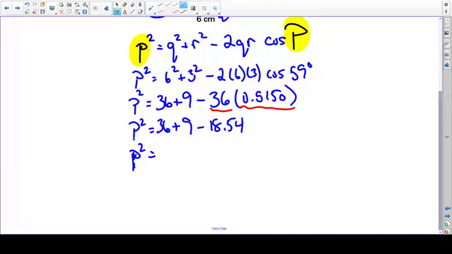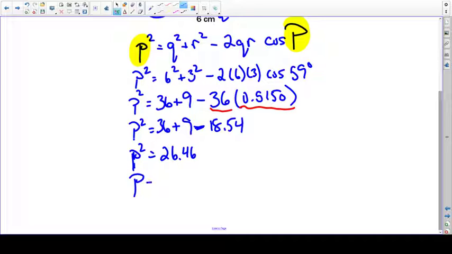36 plus 9 is 45, and it's 45 minus that. So how can I do that? If your calculator has a plus minus button, which any of mine do, you can use the minus button to associate it with 18.54 because there's that minus sign there. And then you can just go plus 45. When you do that, you'll see that the answer is 26.46 if you round.